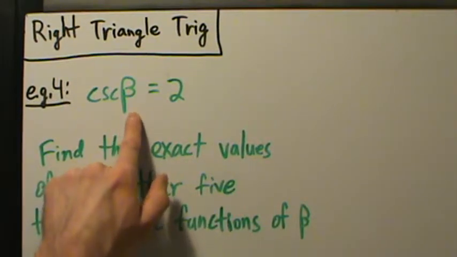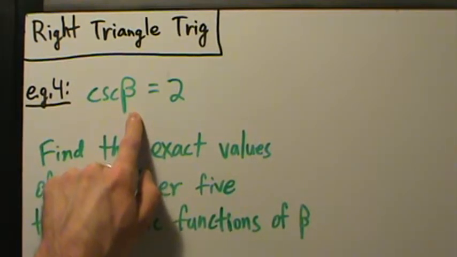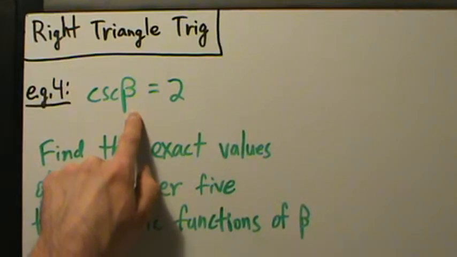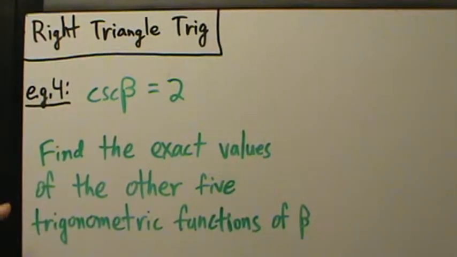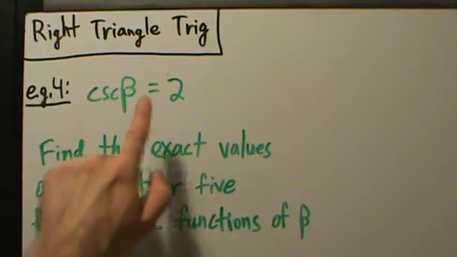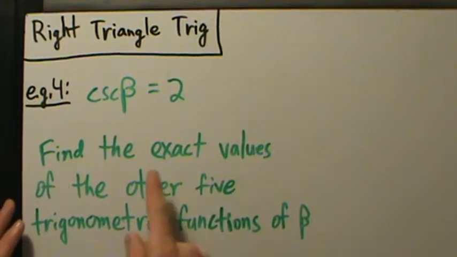So this is beta, so we've talked about that in an earlier video. It's just another lowercase Greek letter. It's one of the letters commonly used to denote angles. So there's alpha, beta, gamma, and theta that are more commonly used than some of the others. So anyway, just to get some practice using the different letters, cosecant of beta is 2. And we want to find the exact values of the other 5 trigonometric functions of beta.